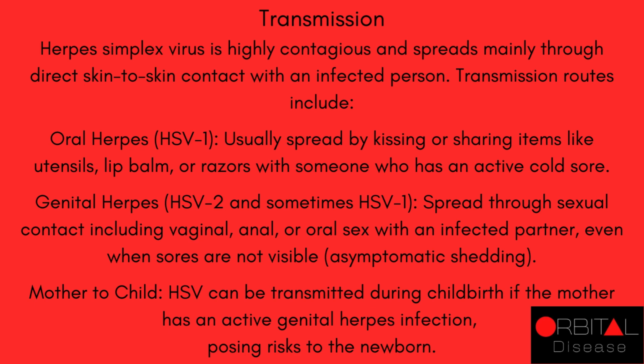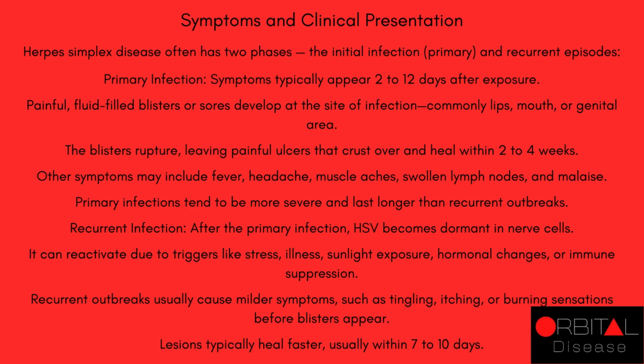Asymptomatic shedding. Mother to child. HSV can be transmitted during childbirth if the mother has an active genital herpes infection, posing risks to the newborn. Symptoms and clinical presentation. Herpes simplex disease often has two phases: the initial infection, primary, and recurrent episodes.